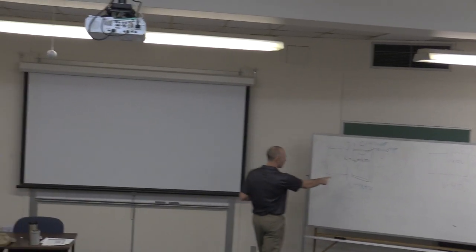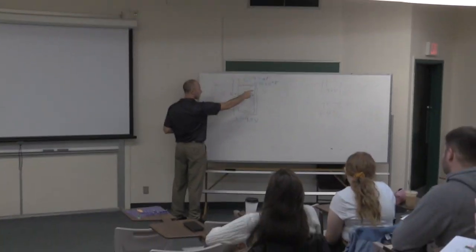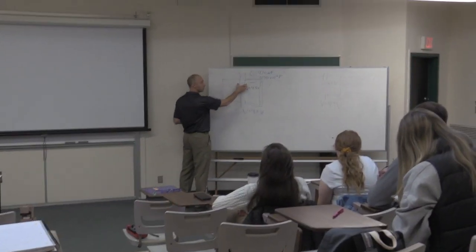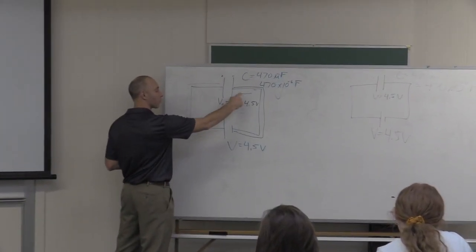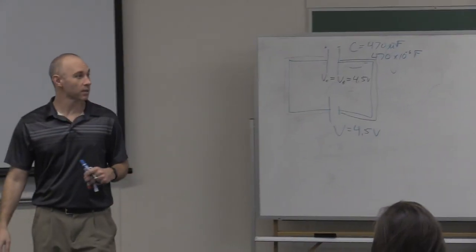If this is the top of the hill and this is the bottom of the hill, if I go on this path, I get to the bottom of the hill, so I must have gone down a hill somewhere. The only place it could have happened is here. So the drop across this has to be 4.5 volts. I have to get back to the bottom somehow.